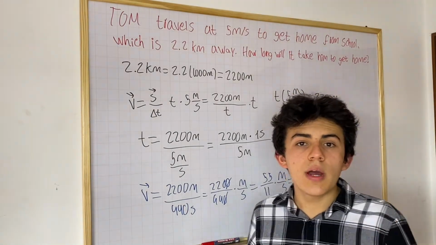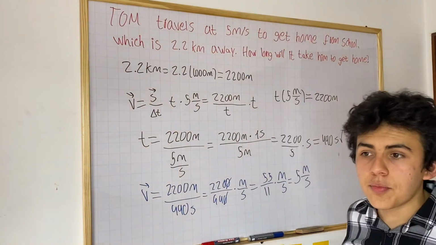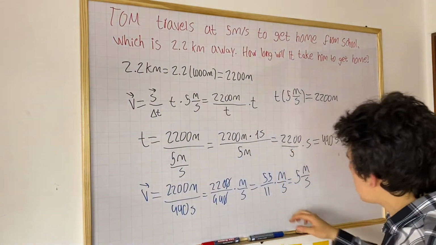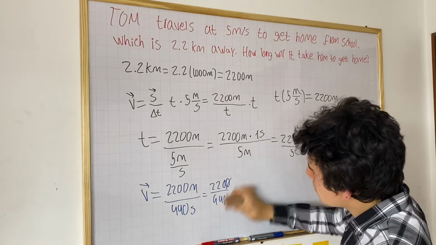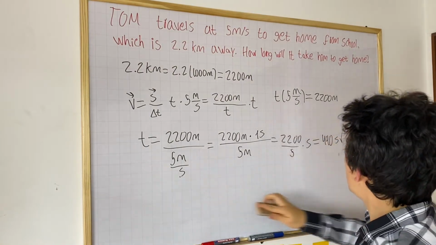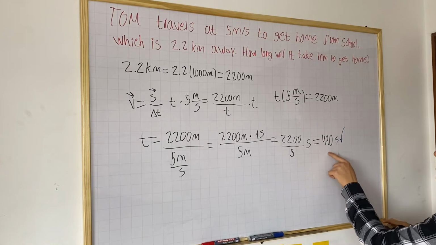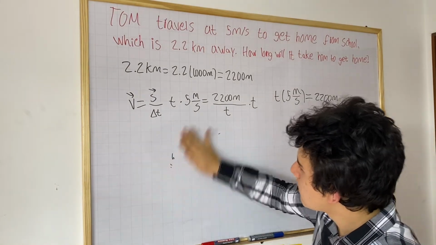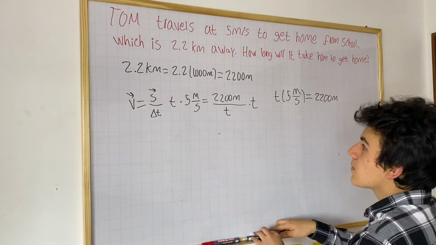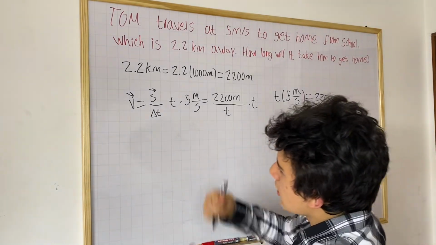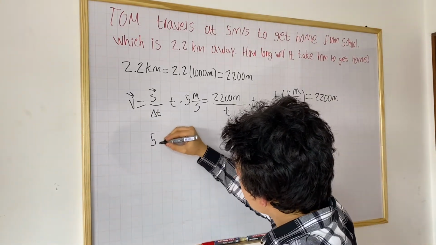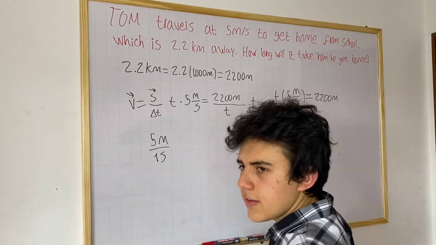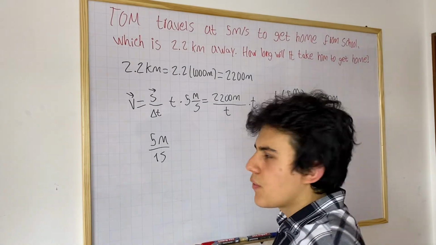Now, what if we wanted to take these 5 meters per second and turn it into kilometers per hour? Let's see how we could do that. It's just playing with the units. So I'm going to erase this. Remember, the answer that we got was 440 seconds. So let's do it. 5 meters per second. I'm going to write 1 second so you guys have a clearer idea of what we're doing.